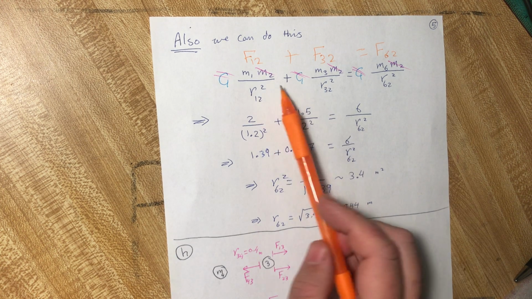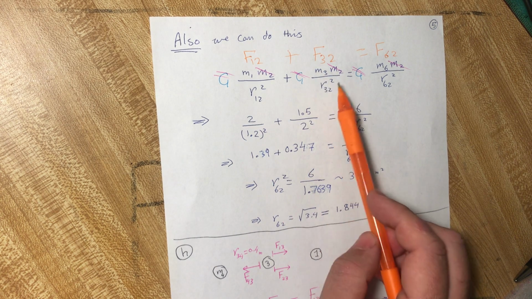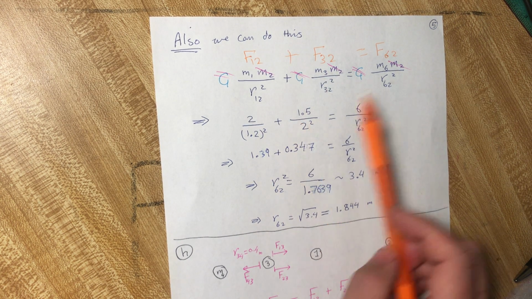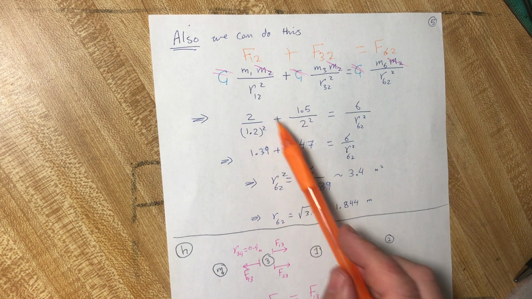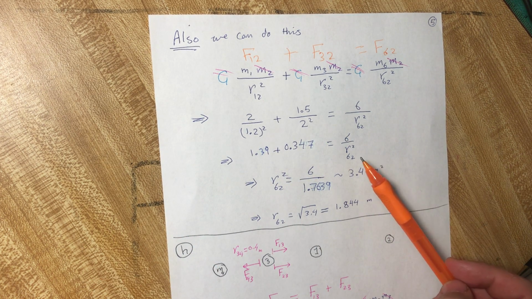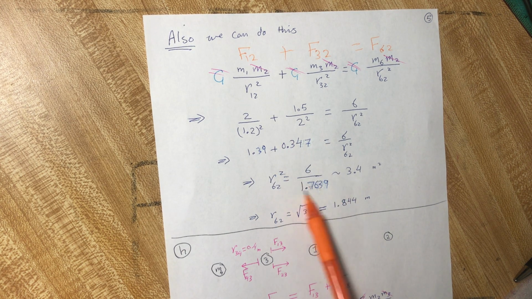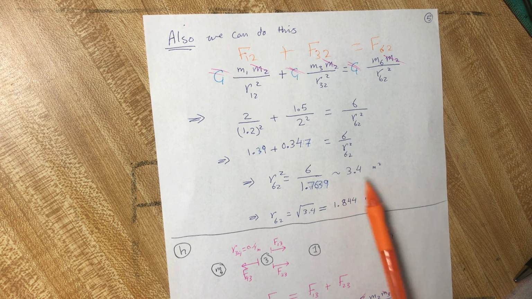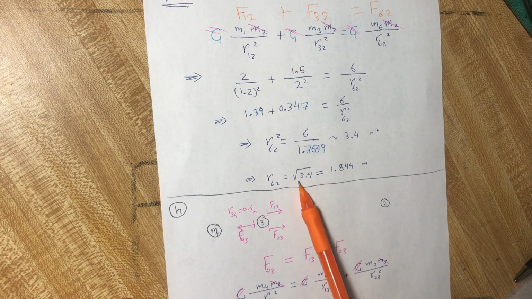So we have M1 over R12 squared. This is it. M3 over R32 squared. This is it. M6 over R62 squared. This is it. In this case, these values are these. 6 over R62 squared. So R62 squared is equal to 6 over this value, which is 1.7639 and so on, which is equal to approximately 3.4 meters squared. And the root square of this value is equal to 1.8.